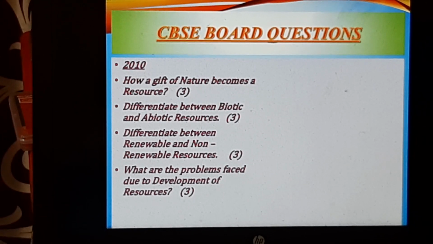depletion of the resources. Next, division of the society. Then comes indiscriminate utilization, over exploitation, misuse. All these come under this category, these are the points of this question.